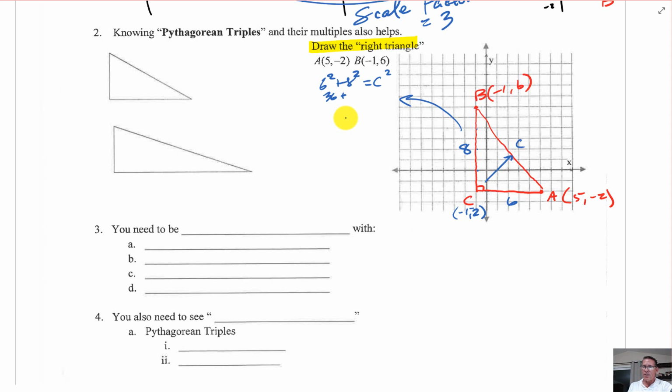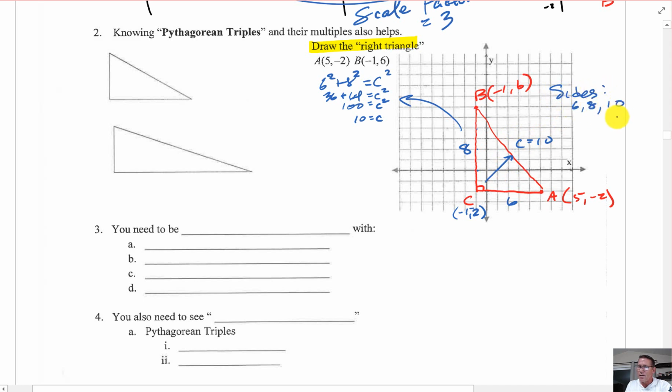Okay, and continue. All right, 8 squared is 64 equals C squared. You know, what number squared gives you 100? And the answer is 10. So 10 has to be equal to C. Okay, and you get a 6, 8, 10 triangle. So the side lengths on this triangle are 6, 8, and 10.